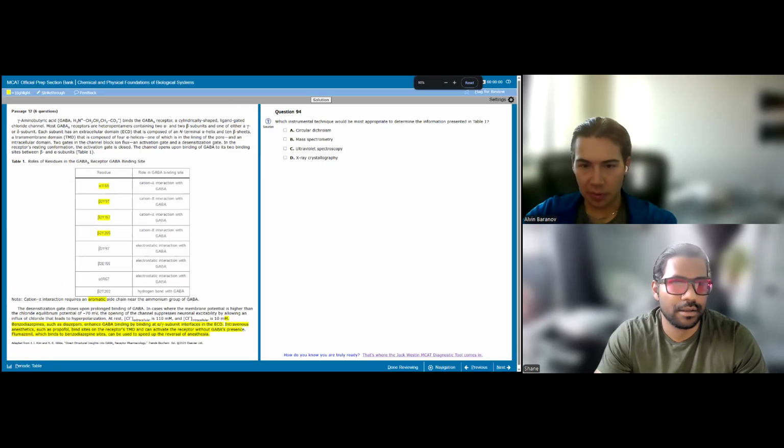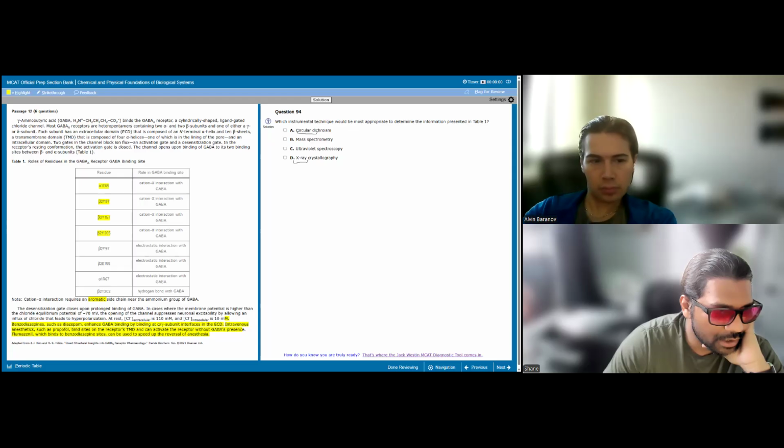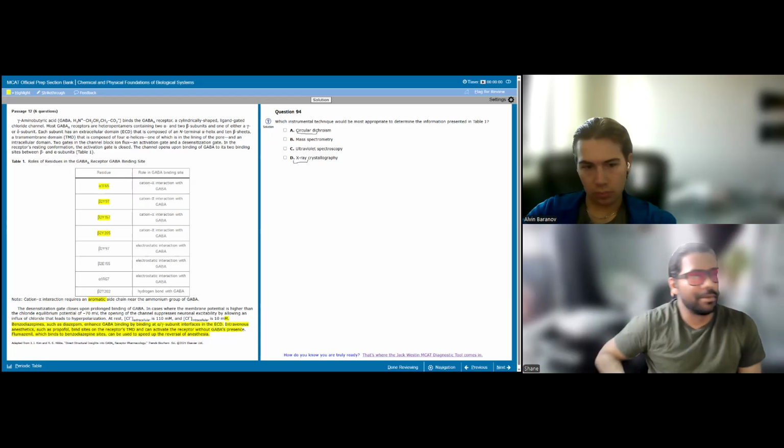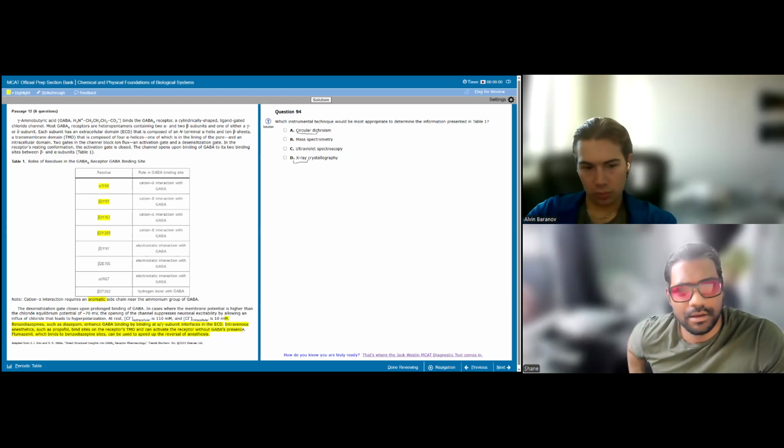I don't know if you want to maybe skim through the passage. This is also the only question I have from this passage. Got it. All right, these are all spectrographic techniques, and they're talking about, oh, some of these we don't see that often, like this or this. Okay. Table one, role of these residues in this GABA receptor binding site.